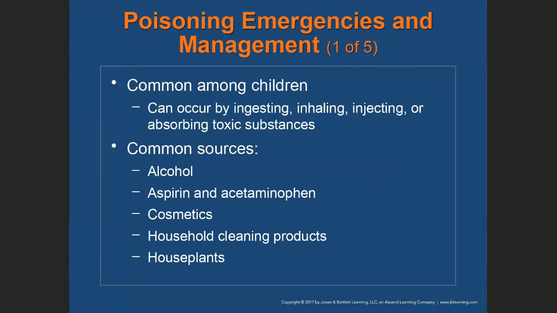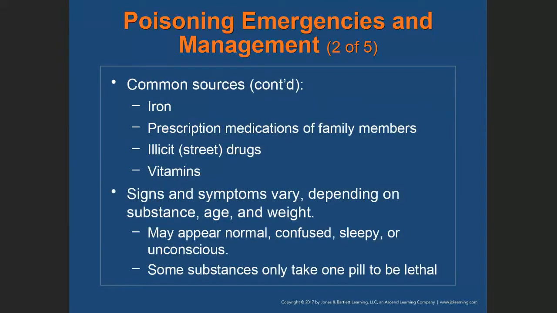Poisoning is common among children, and can occur by ingesting, inhaling, injecting, or absorbing toxic substances. Common sources: alcohol, aspirin, and aspirin is very dangerous to the pediatric population. It can cause significant complications with their liver, and it can cause problems with their brain. They can develop Reye syndrome. Cosmetics, household cleaning products, houseplants, iron, prescription medications of family members, illicit street drugs, vitamins.